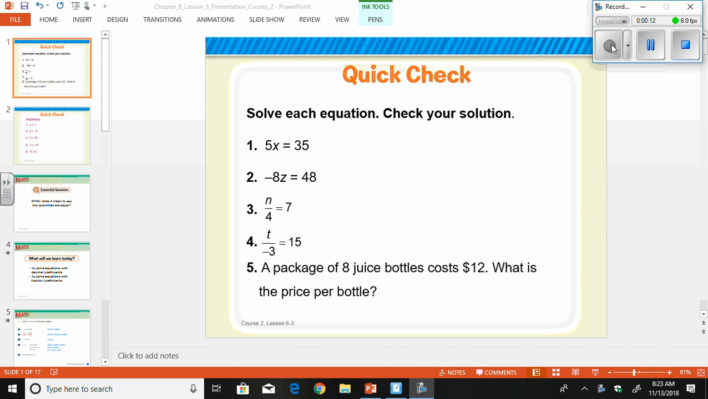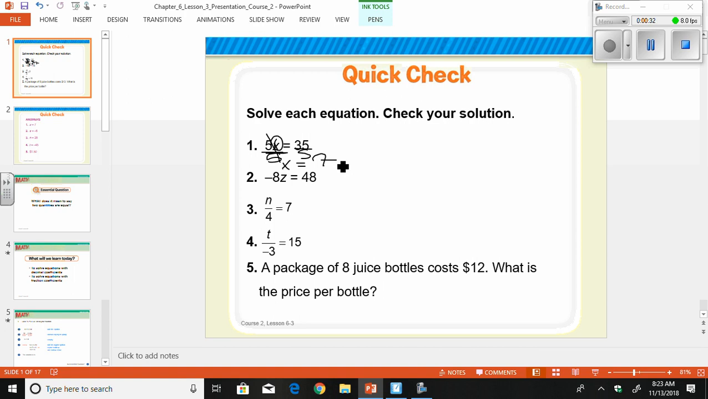So the opposite of 5 times x is to divide by 5 on both sides. So if I divide one side by 5, I divide the other side by 5. Those 5s go away. All I'm left with is that x, so I bring it down, and x is equal to 35 divided by 5 is 7.